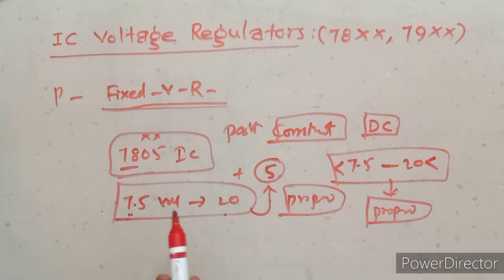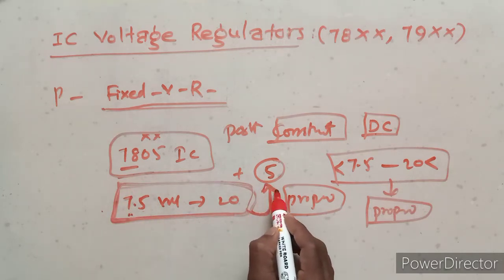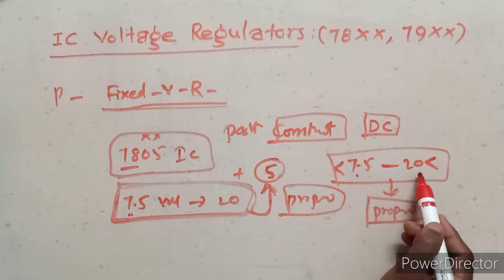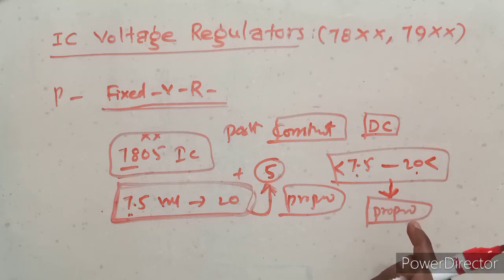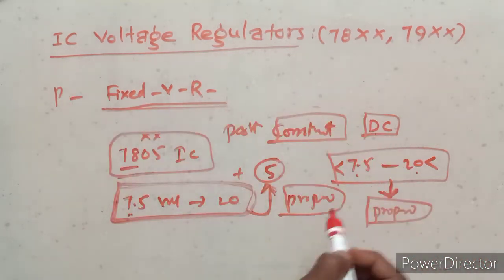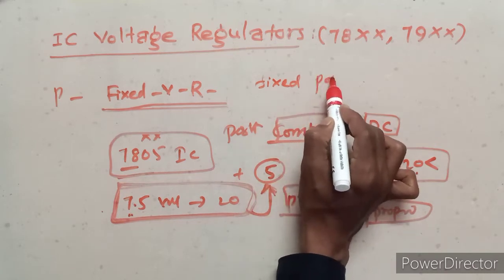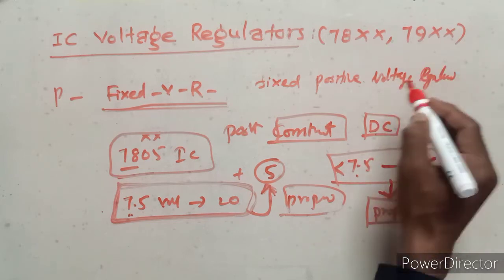Which case is proper? When the input voltage lies between 7.5 volts and 20 volts, we get a constant positive 5 volts. Less than 7.5 volts or more than 20 volts, it's not proper regulation. This type of regulator is known as a fixed positive voltage regulator.